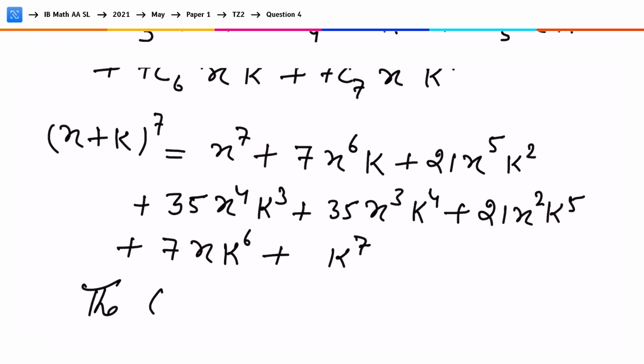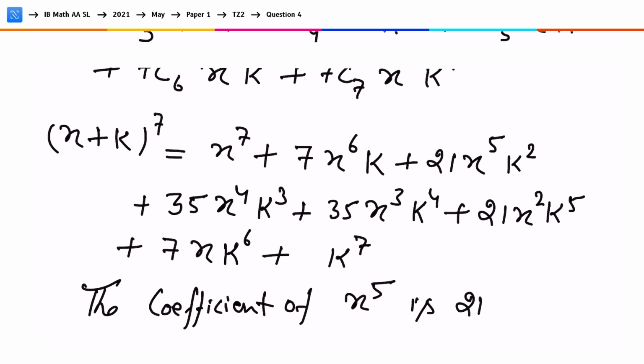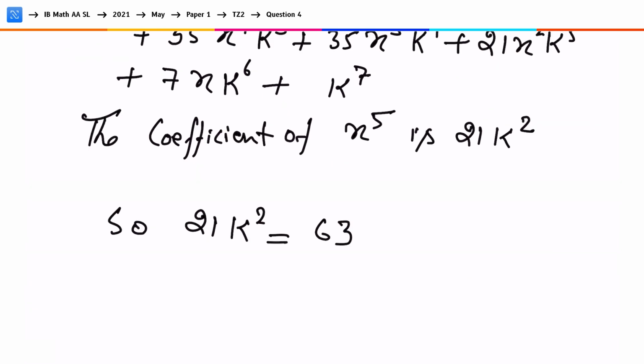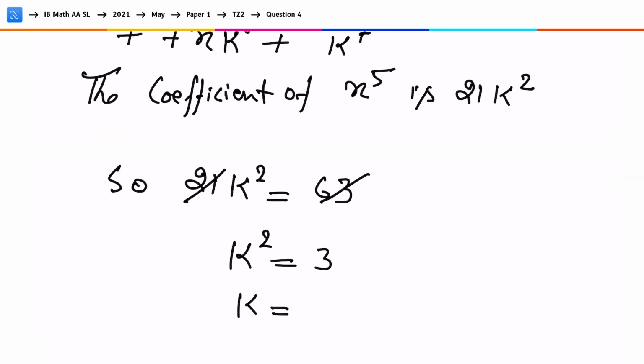The coefficient of x to the power of 5 is 21 multiplied by k to the power of 2. So 21 multiplied by k to the power of 2 is equal to 63. Dividing 63 by 21, we get k to the power of 2 is equal to 3. Taking the square root on both sides, k is equal to plus or minus the square root of 3. This is our final answer.